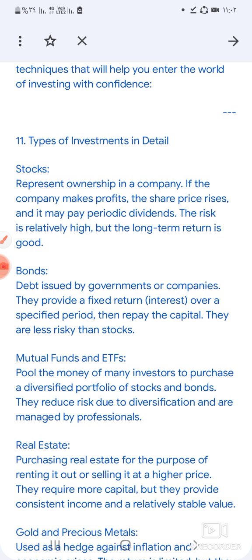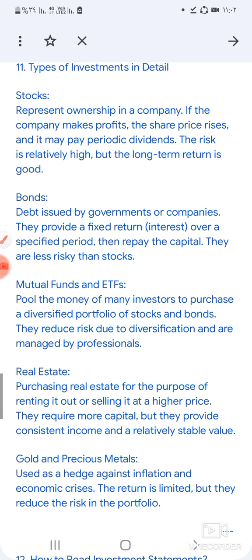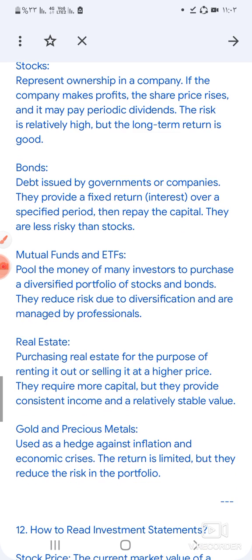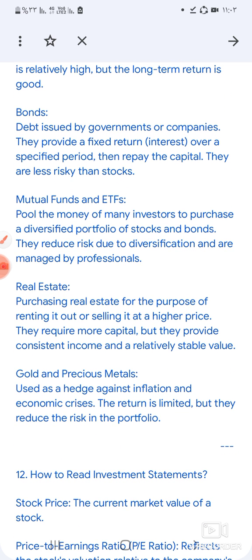Mutual funds and ETFs. Pool the money of many investors to purchase a diversified portfolio of stocks and bonds. They reduce risk due to diversification and are managed by professionals. Real estate. Purchasing real estate for the purpose of renting it out or selling it at a higher price. They require more capital, but they provide consistent income and a relatively stable value.